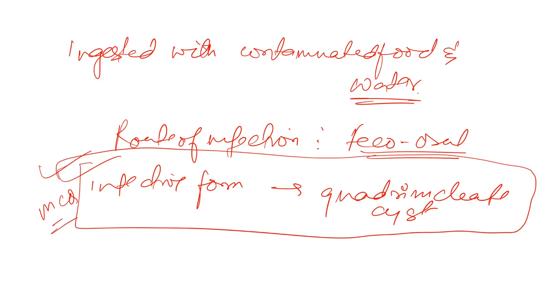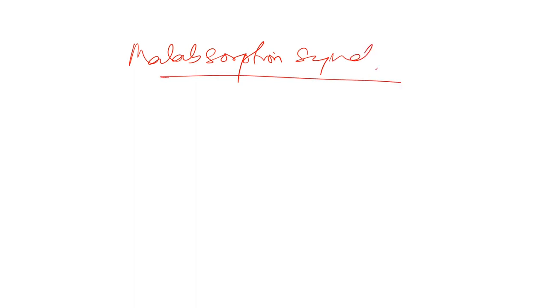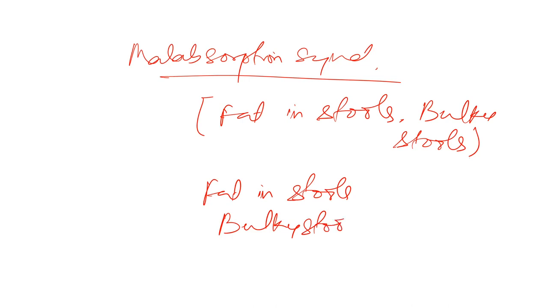Then what are the symptoms shown in this infection? Malabsorption syndromes are seen. What is seen in malabsorption syndrome? Fat in stools or bulky stools. So in your MCQ, if you happen to see these two words, fat in stools or bulky stool, you should immediately think of Giardia lamblia.